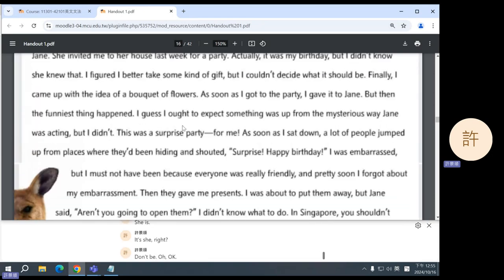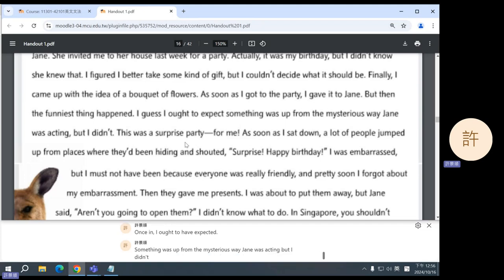This person is talking about the past. I ought to expect means in the present, I should expect something to happen in the future. But this person is talking about the past. So we should use the perfect aspect, 完成式. I ought to have expected. Something was up from the mysterious way Jane was acting, but I didn't.